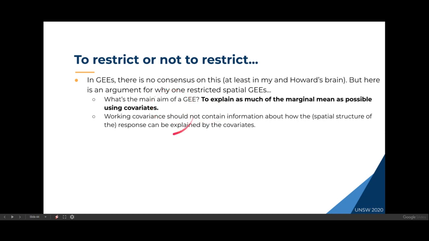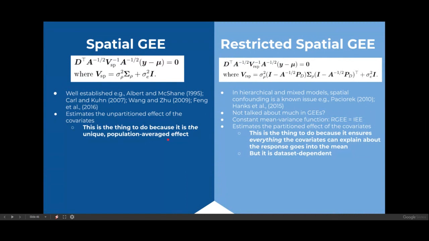And so if you buy into these two reasonings, and if you believe this is what the GE is trying to do, then the restricted spatial working covariance aims to fulfill this goal, because it aims to ensure that everything the covariates can explain about the marginal mean goes into the marginal mean. That reflects correcting for that multicollinearity. So if you're going along this kind of reasoning, then the restricted spatial working covariance is the thing you should try to use. Again, it's not a conclusive argument. The restricted spatial GE estimates the partitioned effect. This is the thing to do because it ensures everything that the covariates can explain about the response goes into the mean. There is, however, one downside to this.